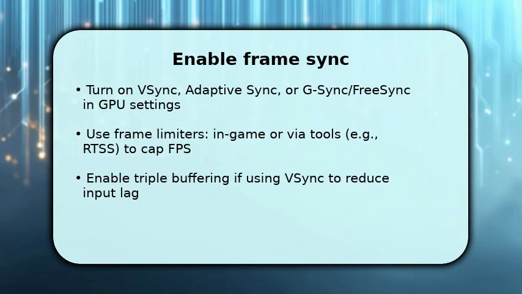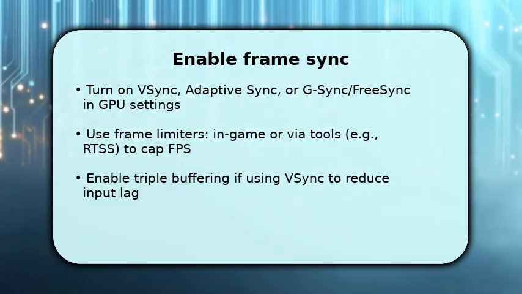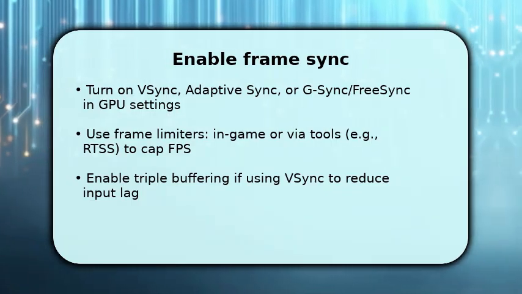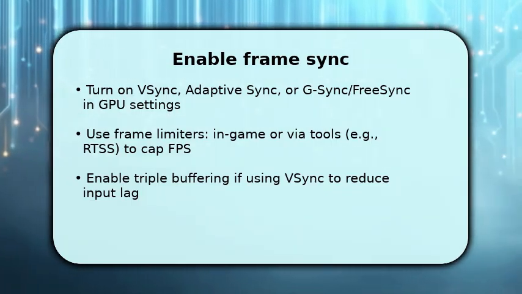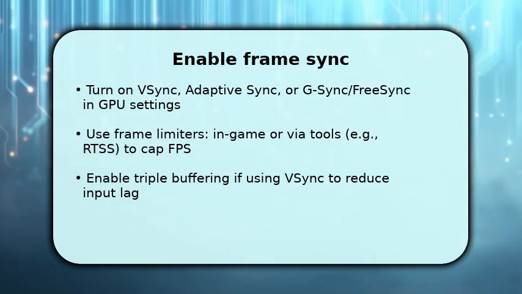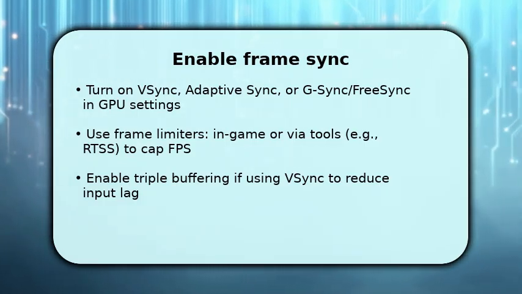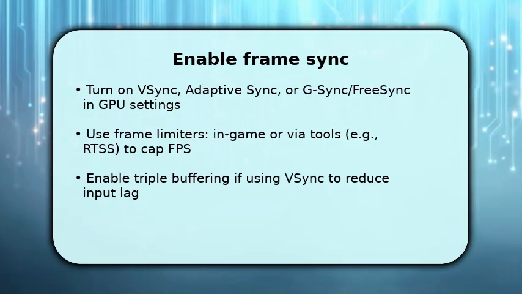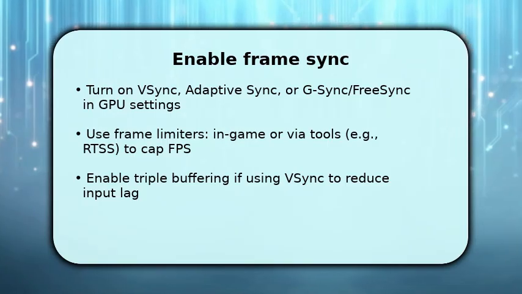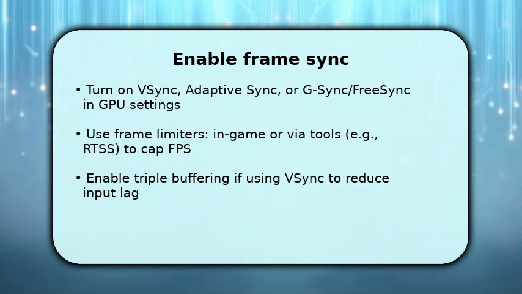Next, you activate frame synchronization so GPU output matches the monitor scan. Enable VSync or, better, Adaptive Sync/G-Sync/FreeSync in your GPU control panel and on the monitor. These systems dynamically align refresh to frame delivery. If frames exceed refresh, use a frame limiter, either in-game or a utility like RTSS, to prevent unnecessary tearing and stutter. Also try triple buffering when VSync is on. It smooths transitions while keeping input lag acceptable.